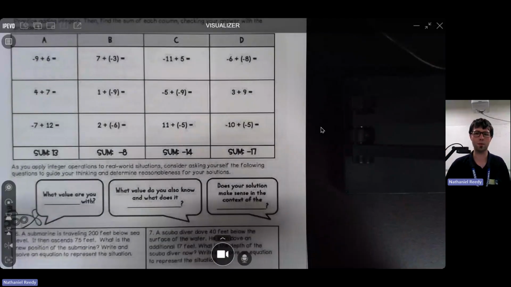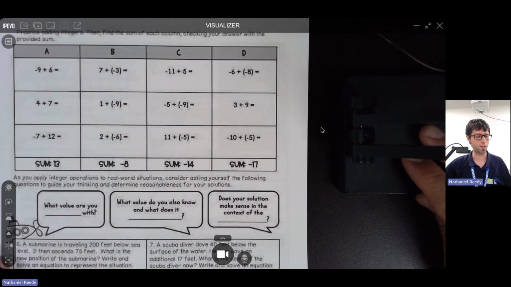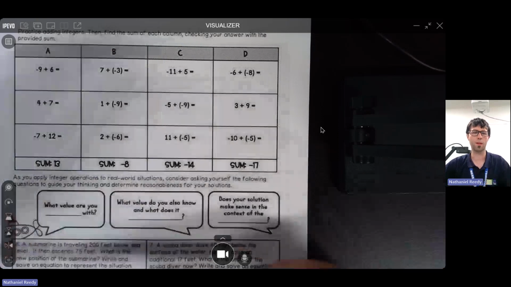Just getting stuff ready here. So we're going to try to finish these problems today. And my son is with me right now, so you might hear me say, hey, good job, or yeah, that's right, and some other stuff.